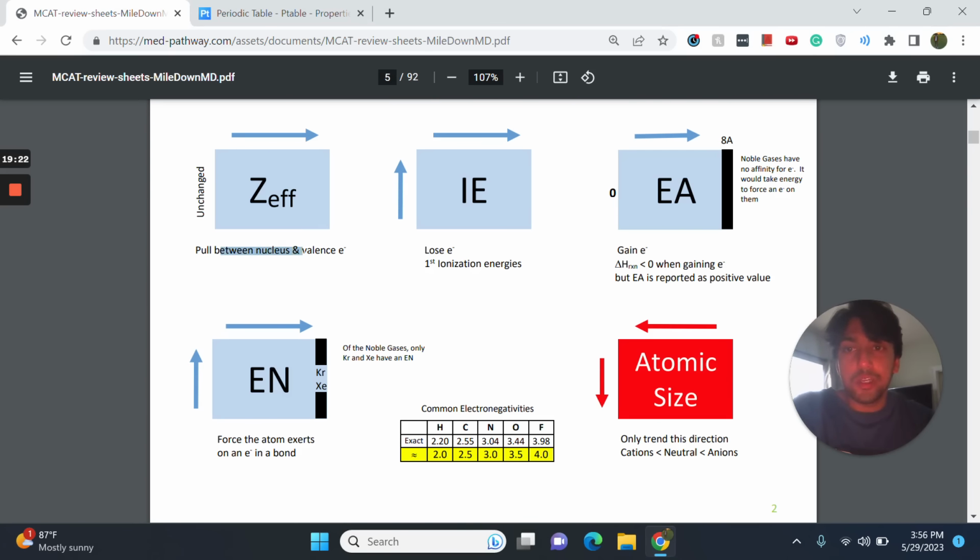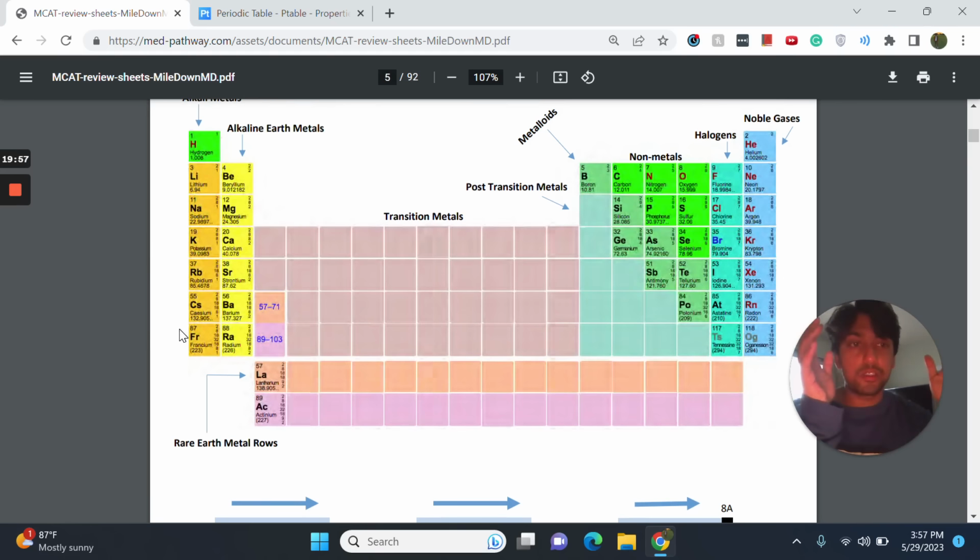If you think about it, these are all pretty intuitive if you understand the concept, which is that the pull between a nucleus and a valence electron is going to be highest when you have the most protons in your nucleus, and the valence electron is the closest to the nucleus. So as you go down, the valence electrons get further and further away because they're in higher and higher energy states. The N number is increasing.